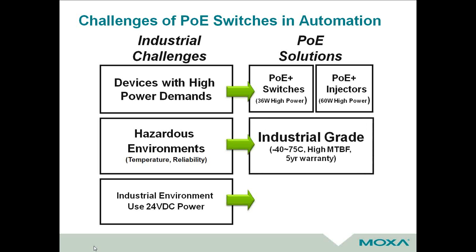We need to make sure, of course, it's an industrial grade product that can handle the temperature and the high MTBF and have a really good warranty. And that's a great warranty considering it's handling power, 5 years. And considering hazardous environments as well, Class 1 Division 2 is on its way for our products here. In just a few months you'll see a new product that has that certification and PoE in it, and that's going to be very exciting for the industry.